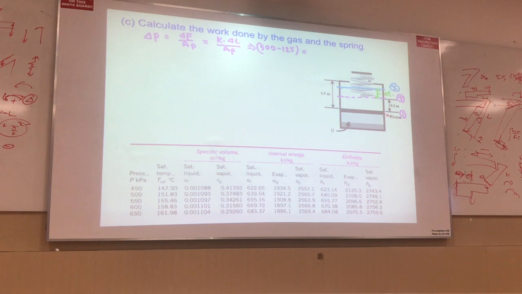What is K? K is 7.5, right? Delta L is given. What is the area of piston? 50 centimeter square, 50 times 10 power minus 4. Then I can find delta L. Delta L I get here 0.25.